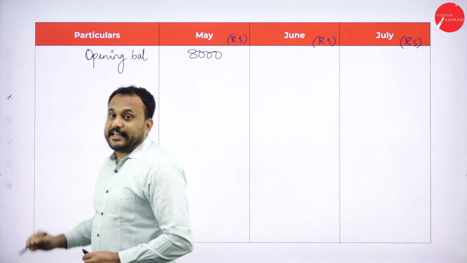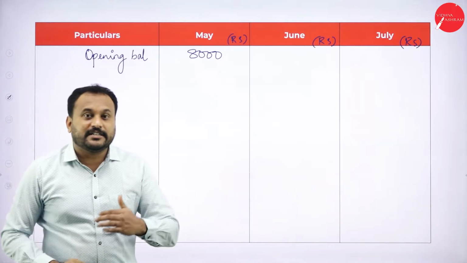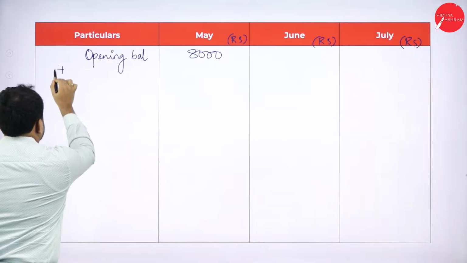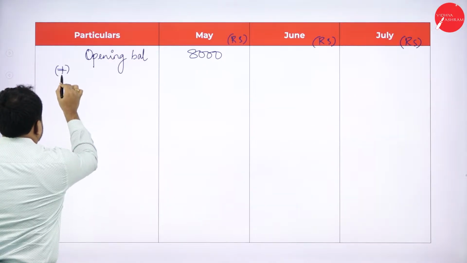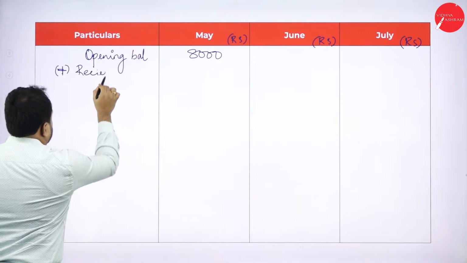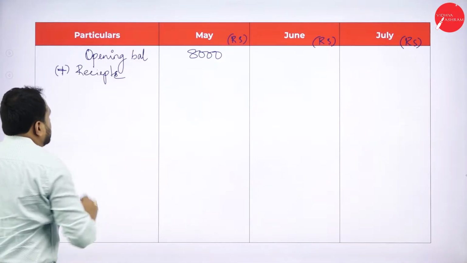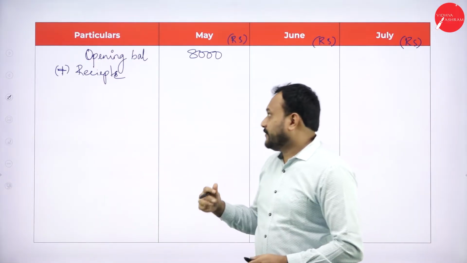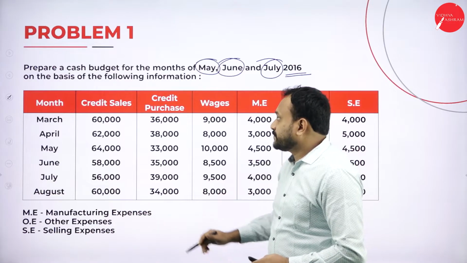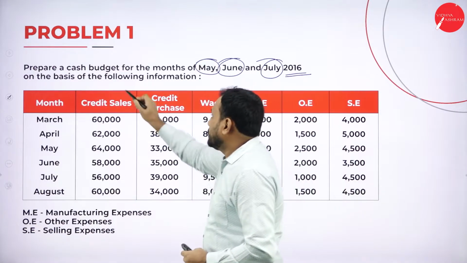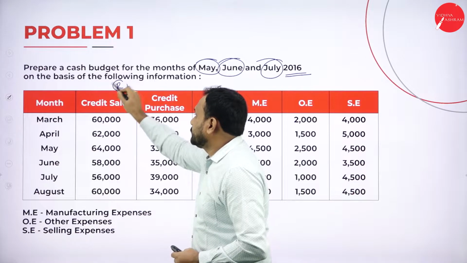Now what is that? After the opening balance, I need to go with addition. Addition of what? Of all the receipts. So I'll write here plus, that is receipts. Now when we go with receipts here, what are the receipts? Now we need to understand the receipts. Sales is what? My inflow. So I'll write here receipt.